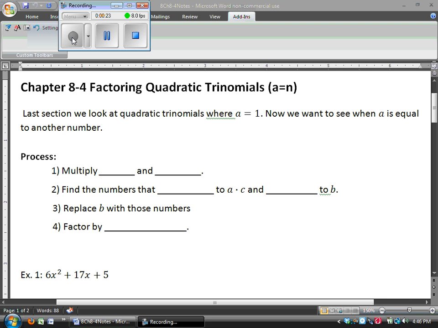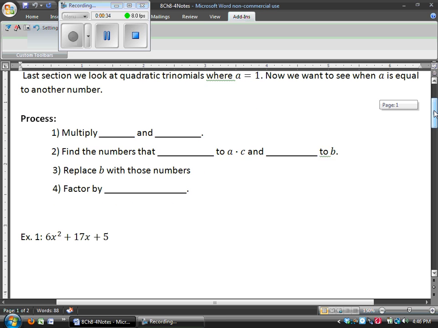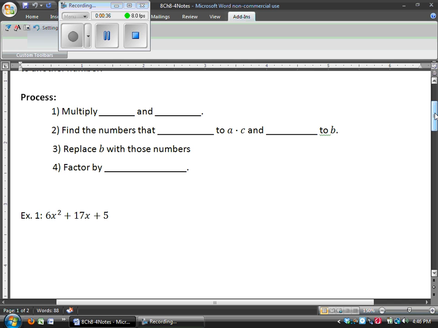Last section we were talking about quadratic trinomials when the first number, the a, the number in front of my x squared, was equal to 1. This time, we're going to take a look at what happens when a is equal to some other number. Okay, it's not that much different. You just have to do one extra step.